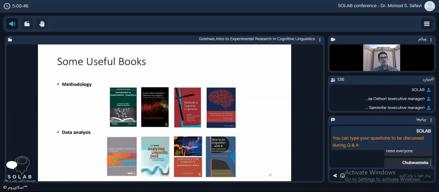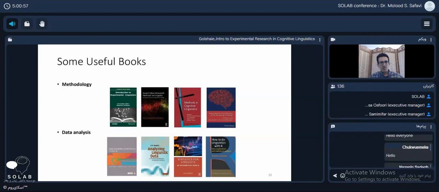The first row is related to methodology, for example, Introduction to Experimental Linguistics, Quantitative Research Methods for Linguists, Methods in Cognitive Linguistics, and Research Methods for Psycholinguistics and the Neurobiology of Language. And also for data analysis, we have several books. The first one is a very general introduction to R by Andy Field, and then we have Harald Baayen's Analyzing Linguistic Data. And the two last books are very accessible, especially for linguists. One is Statistics for Linguists by Bodo Winter, and the last one, How to Do Linguistics with R by Natalia Levshina.